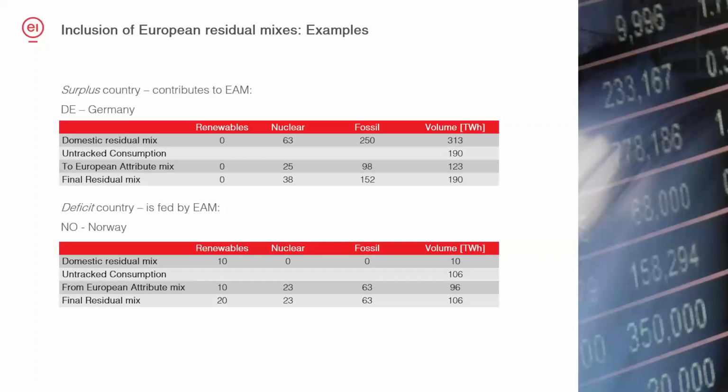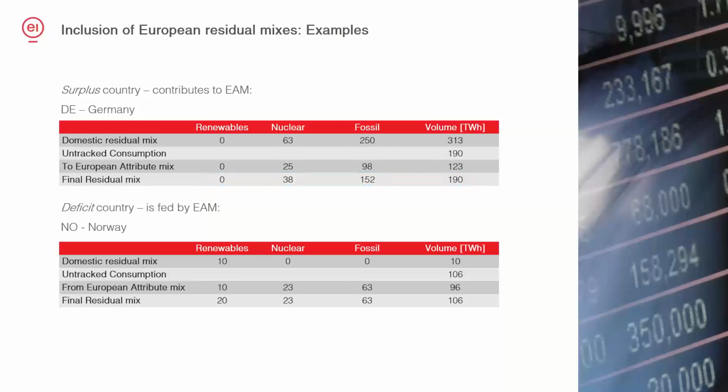A surplus country like Germany could produce the given and simplified mix of electricity with a volume of 313 terawatt-hours. However, its untracked consumption is only 190 terawatt-hours. This means it has to contribute 123 terawatt-hours of electricity in the same ratio as its production to the European attribute mix. In the end, it is left with the same mix, however, of a smaller volume. In this case, the mix between domestic and final residual mix does not change.